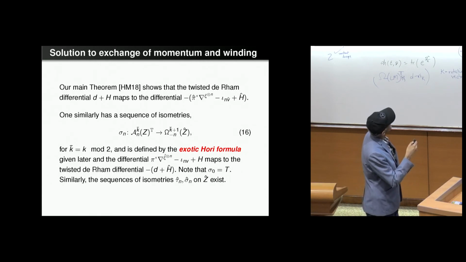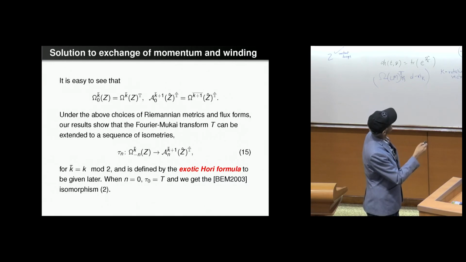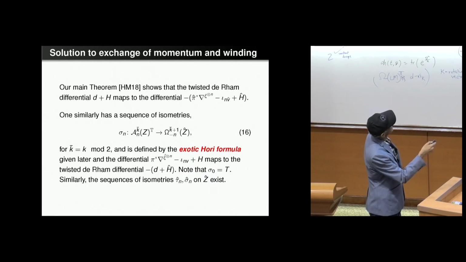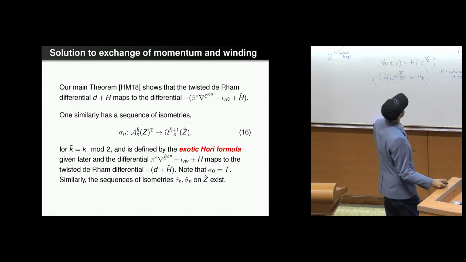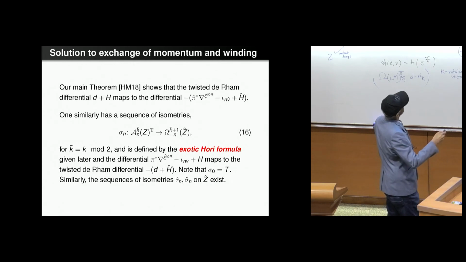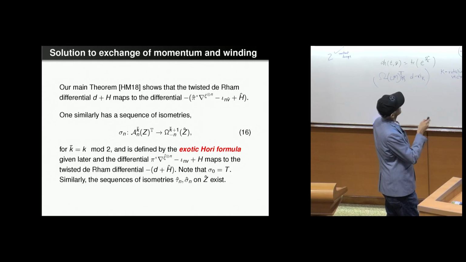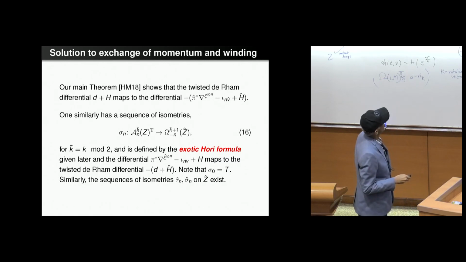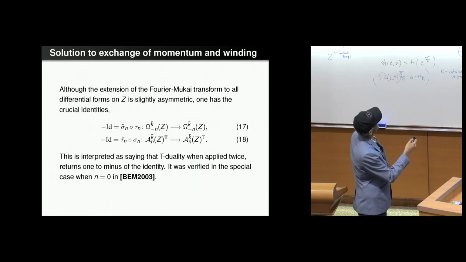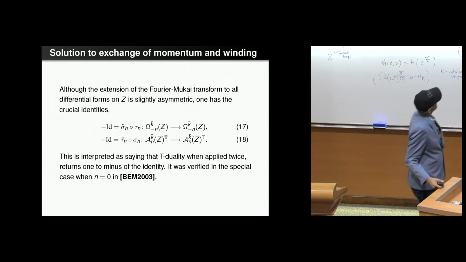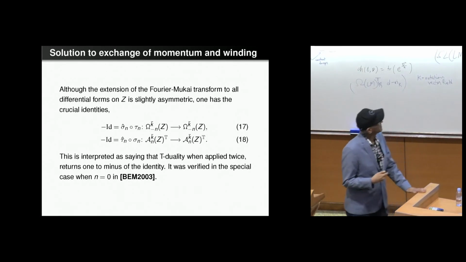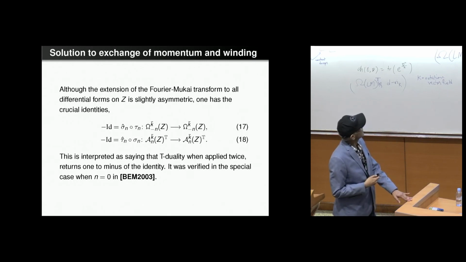Our main theorem shows that d plus h on this side, on just differential forms, goes under this map, which I haven't defined yet, to this differential. There is also a reverse map, which goes from these exotic forms to just the ordinary forms on the T-dual. You can easily figure it out. And the point is that when you compose the two, you get minus the identity. So it's saying that T-duality applied twice returns minus the identity.